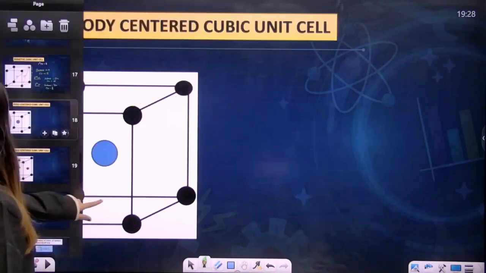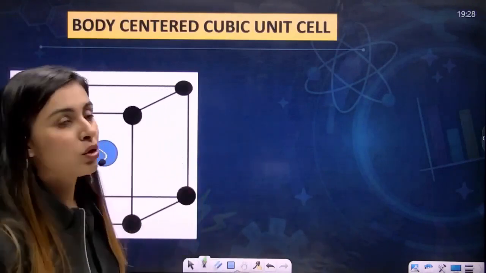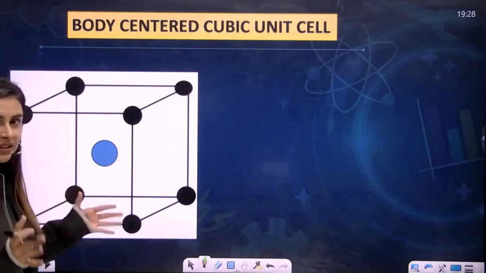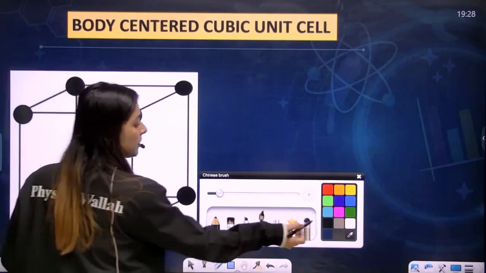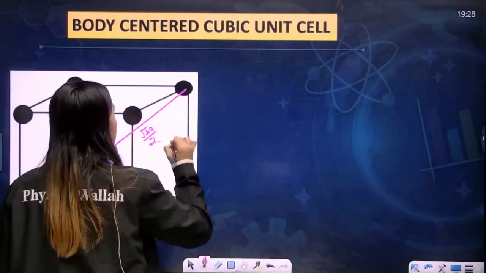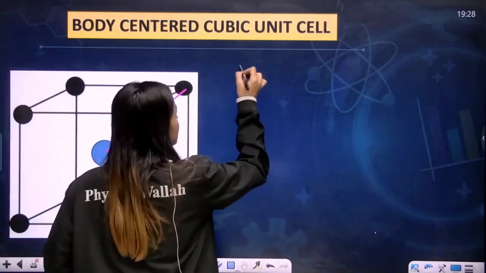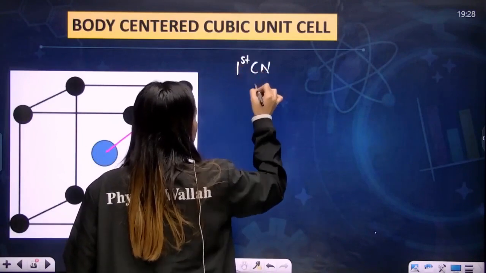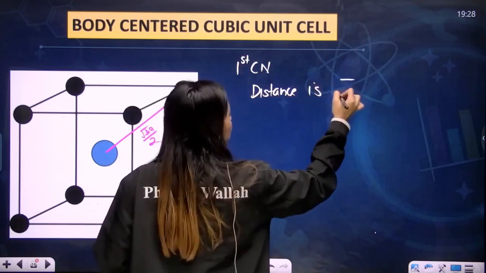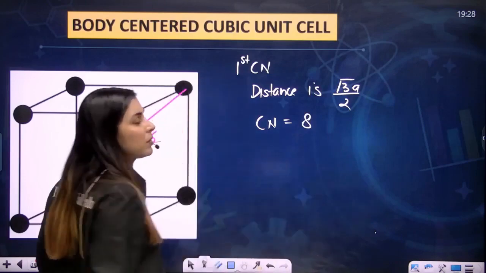Now let's try to apply this in the body-centered unit system. If you talk about the body-centered cubic unit system, I have to find out the minimum distance. That is what I want. I know that the minimum distance here would be this, which is root 3a by 2. This we have already discussed, right? So this is the minimum distance. So can I say that the first coordination number distance is root 3a by 2? Since the distance is a multiple of root 3, the coordination number would be 8.